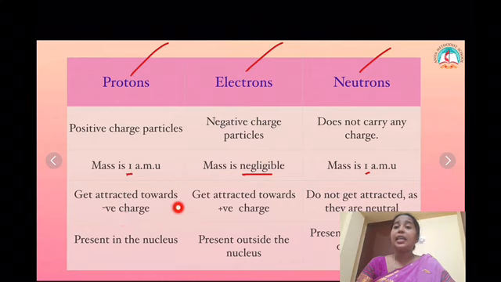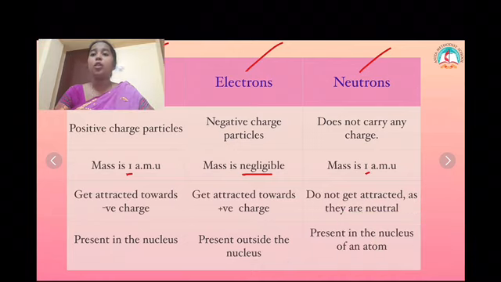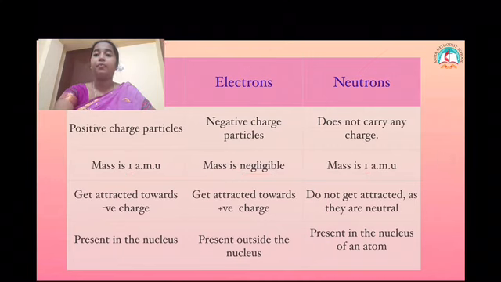Proton will easily get attracted towards negative charge. Electron will easily get attracted towards positive charge, and neutron will not be attracted as it is neutral. Next we are going to see where they are present. Protons are present in the nucleus. Electrons are present outside the nucleus. Neutrons are present in the nucleus of an atom.